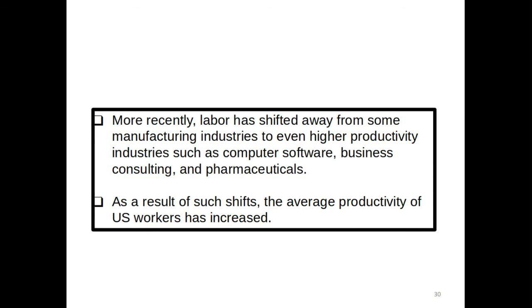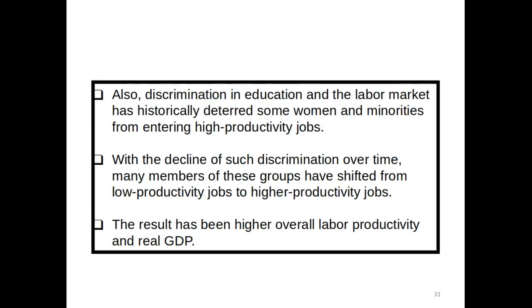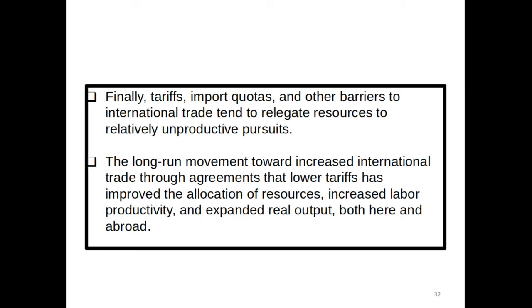So, our productivity in the US has increased. As a result of this, we also see discrimination in education and labor markets that used to deter women and minorities from entering high productivity jobs. There's been a decline in that discrimination over time, which has led to another increase in productivity.